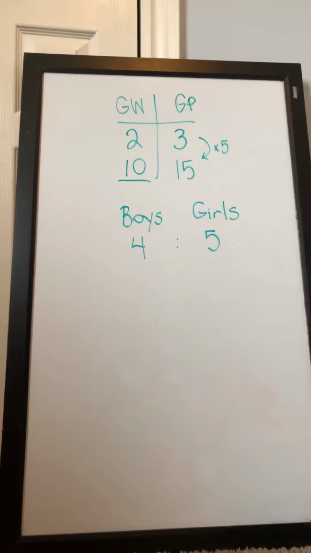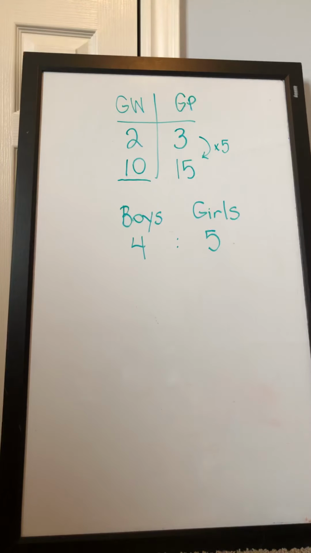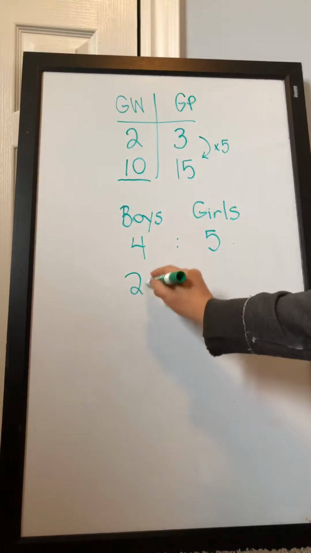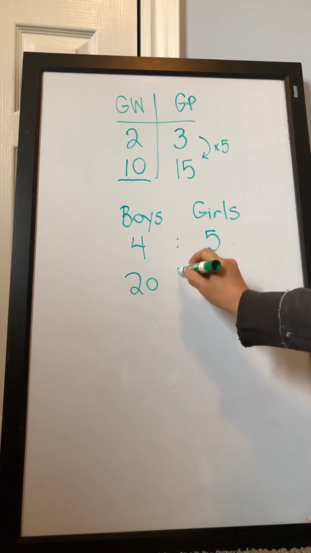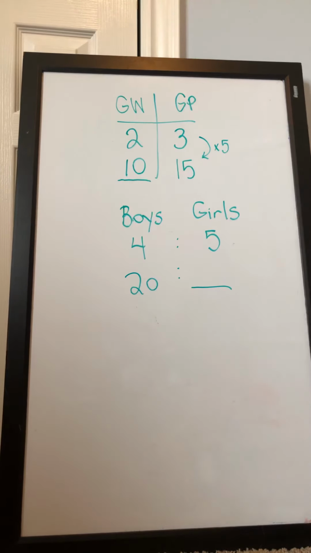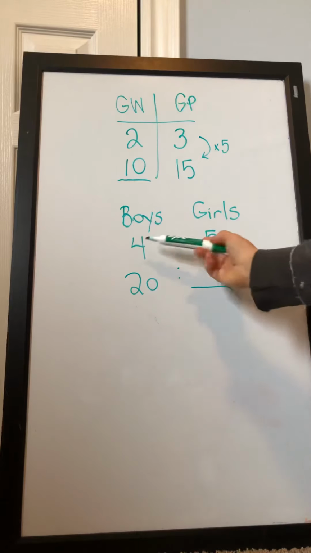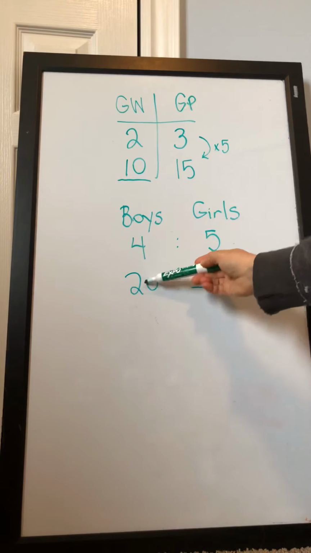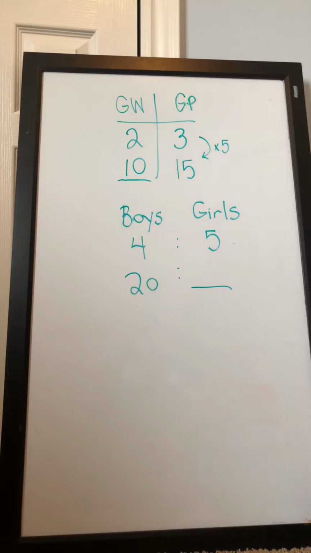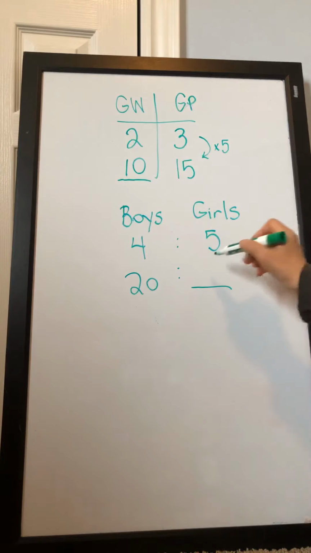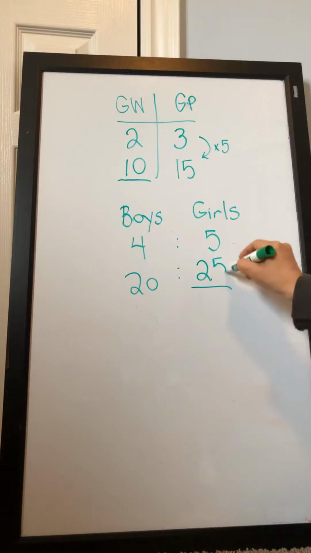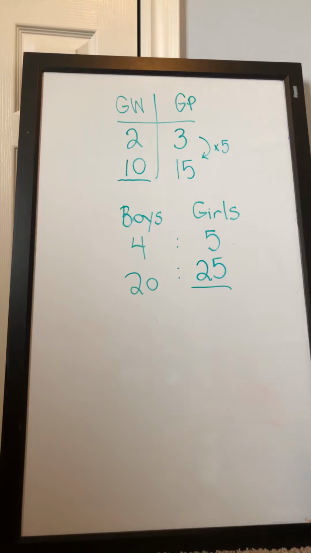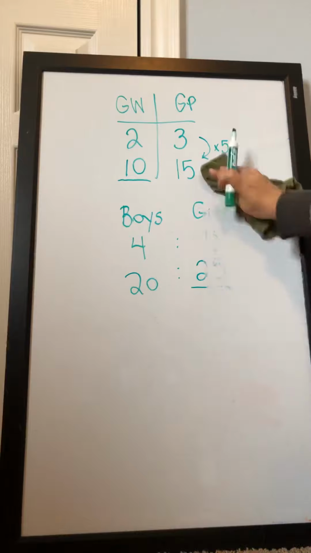Now the question then also tells me there are 20 boys. How many girls will there be? I want to know that ratio. So again, I ask myself, what did I multiply 4 by to get to 20? And that's 5. So I also need to do the same thing to 5. So 5 times 5 is 25. So that tells me if there's 20 boys in the class, then there are 25 girls according to that ratio.